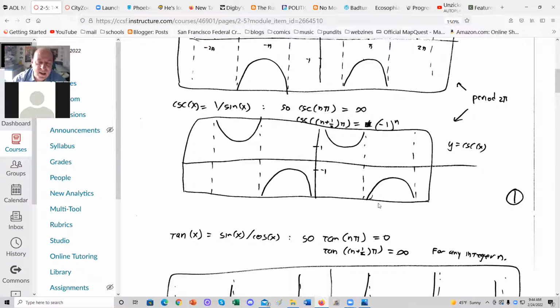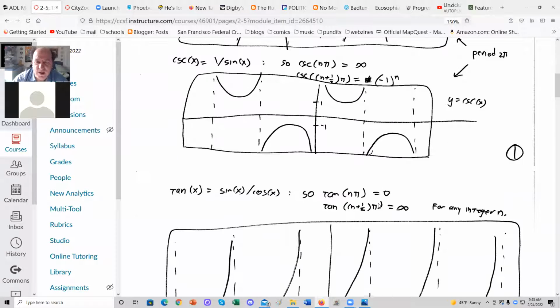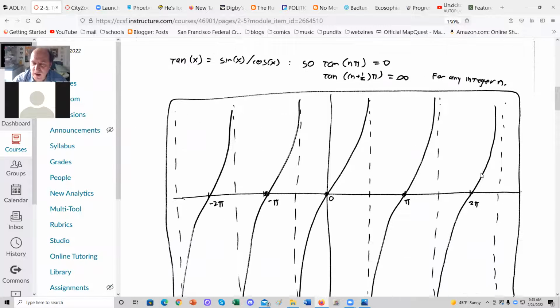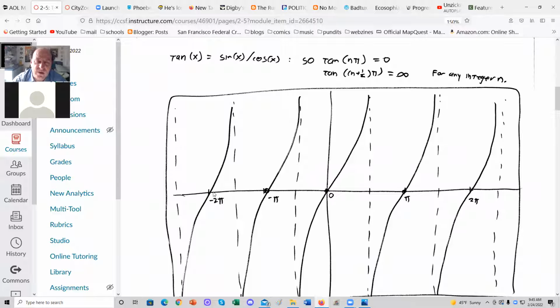Now, tangent is a little more tricky. Well, it's sine over cosine. So sine is 0 at n pi, so tangent of n pi is 0. Cosine is 0 at n½ pi, so tangent of n½ pi is infinity for integers n. So you graph tangent by putting zeros at the integer multiples of pi and vertical asymptotes in between.